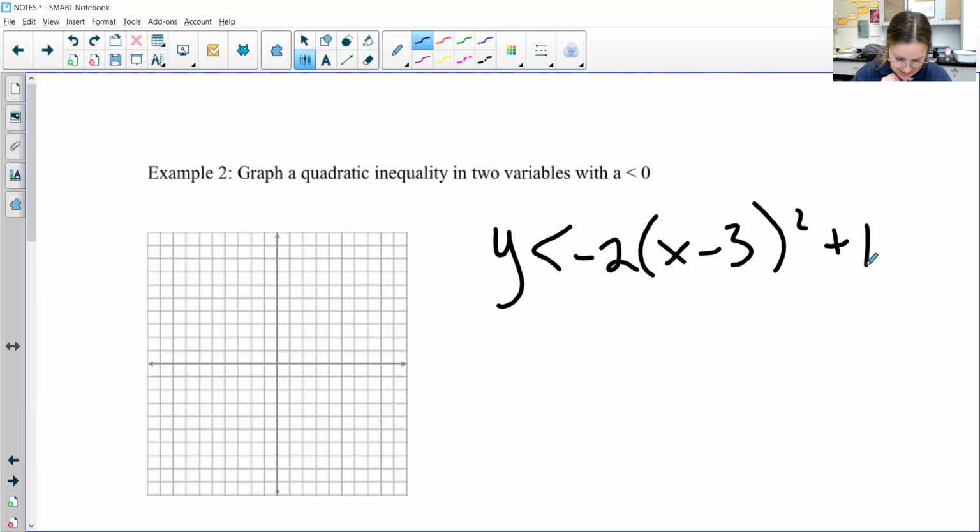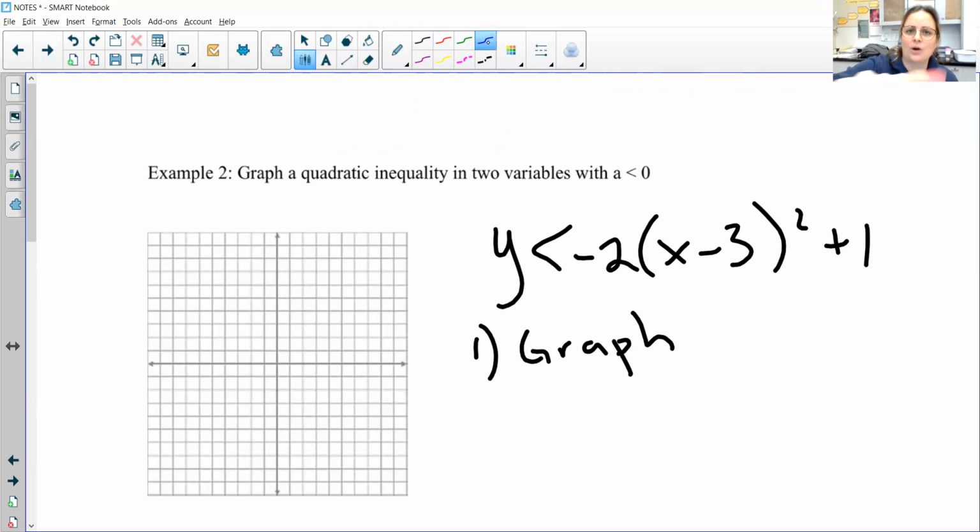So we could do a table of values for this, but the first thing we're going to do is just graph. Now this is in vertex form. And to graph this, I know my vertex happens at +3. Remember, it's the opposite p value that you see there. So it's a -3 in the vertex form. That means it's a +3 p value, and 1 is our q value. So that means when x is 3 and y is 1, that's where our vertex is.